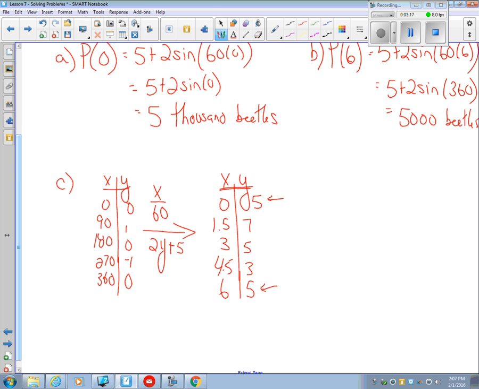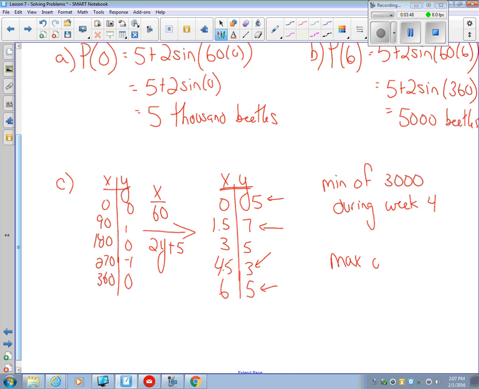Okay, now part C asks us, what is the smallest population? Well, our smallest, the minimum, is, what do we notice here? Oh, right here. Here's our minimum. Minimum of 3,000. And I can even say when that is. That would be during week 4, or 4.5, or at 4.5, right? At 4.5 weeks.